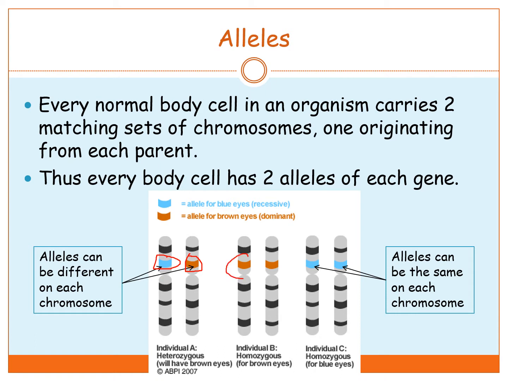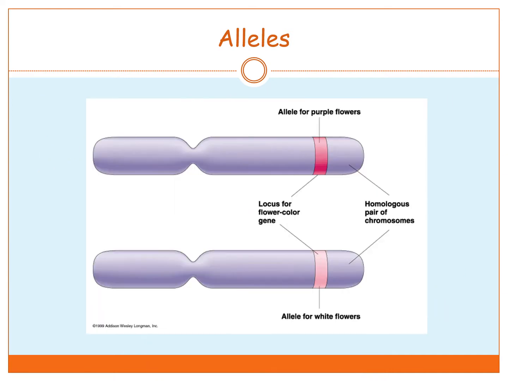We've got individual B, which has two brown alleles, so it's going to have brown eyes. And we've got individual C, which has two alleles for blue eyes, so this person is going to have blue eyes. So make sure you understand the term allele, and make sure you understand the diagram at the bottom before you move on. This is just to help you note that the alleles are in the same position on each of the chromosomes. So you've got your allele for purple flowers and your allele for white flowers, right in the same position.